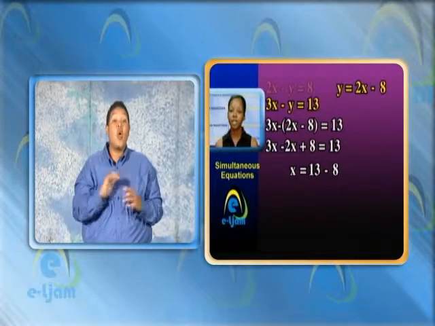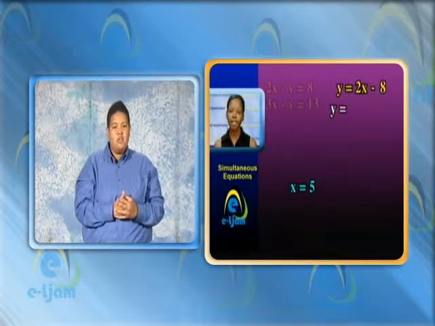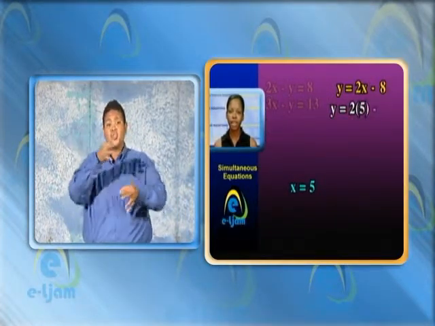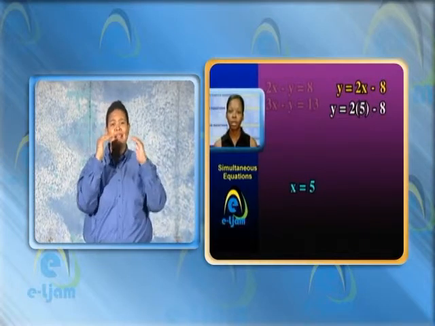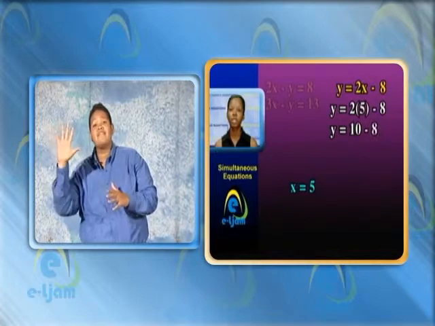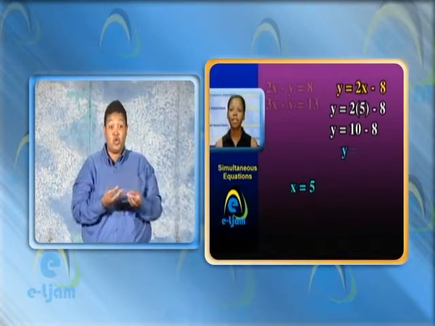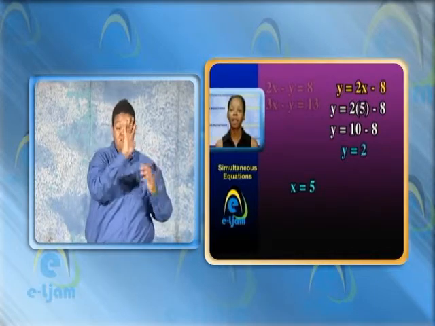Our solution is therefore 5. We next substitute 5 for x in equation 3. So y equals 2 times 5 minus 8, which is 2. Our solutions are therefore x equals 5 and y equals 2.